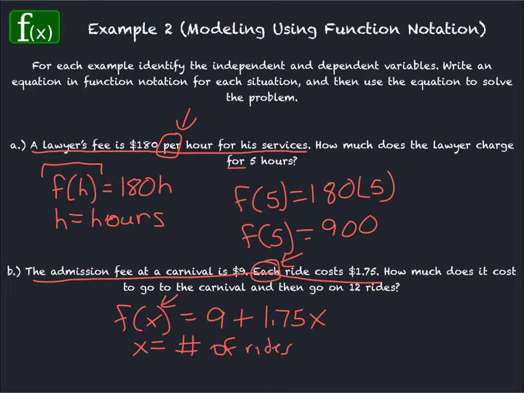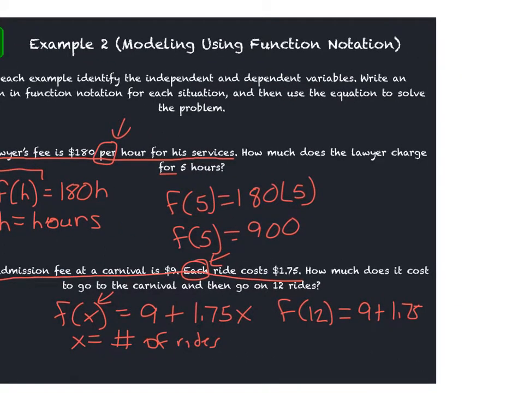All right, and then solve it. It says, how much does it cost to go to the carnival and then go on 12 rides? So all you need to do is plug in 12. f of 12 equals 9 plus 1.75 times 12. If you do that, you would get f of 12 equals $30. It costs $30 to go on 12 rides.